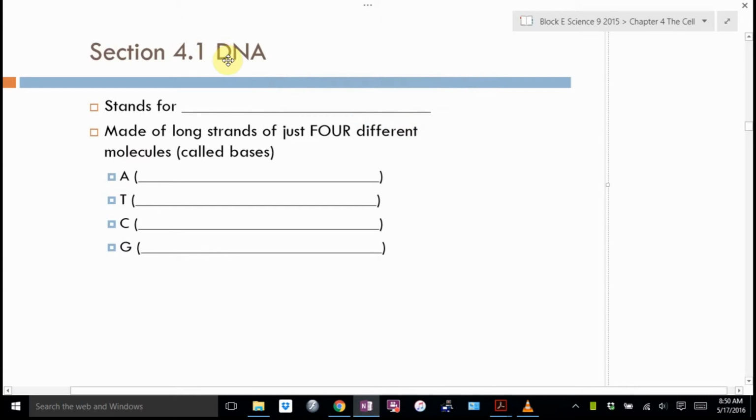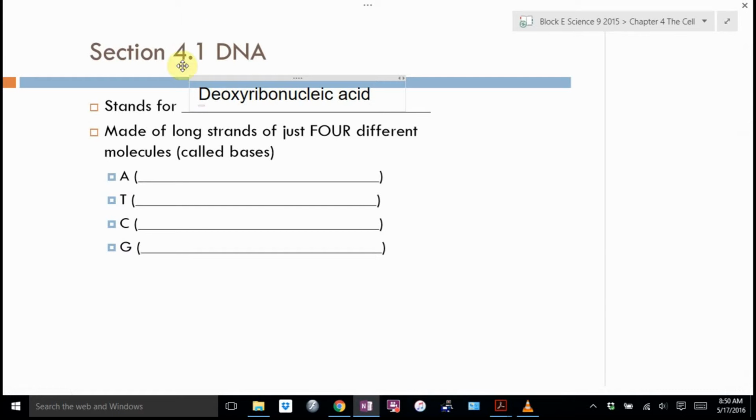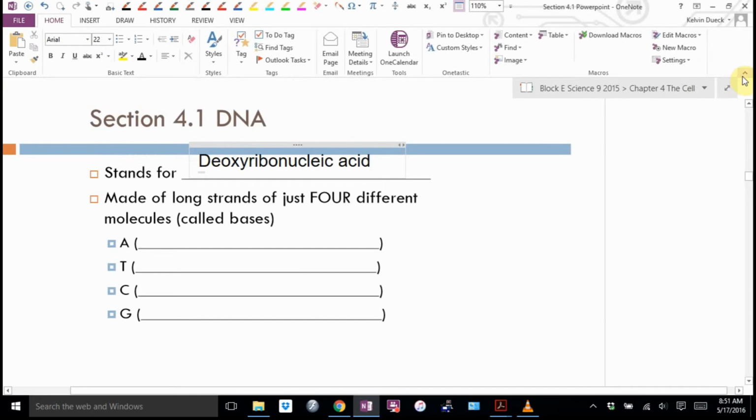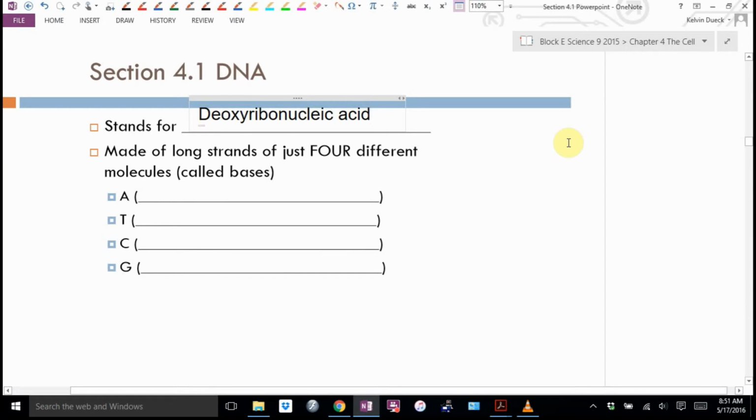DNA is the molecule that's responsible for life. It stands for, we'll write this down once, deoxyribonucleic acid, spelled just like it sounds. Deoxyribonucleic acid. We're going to say DNA from now on.